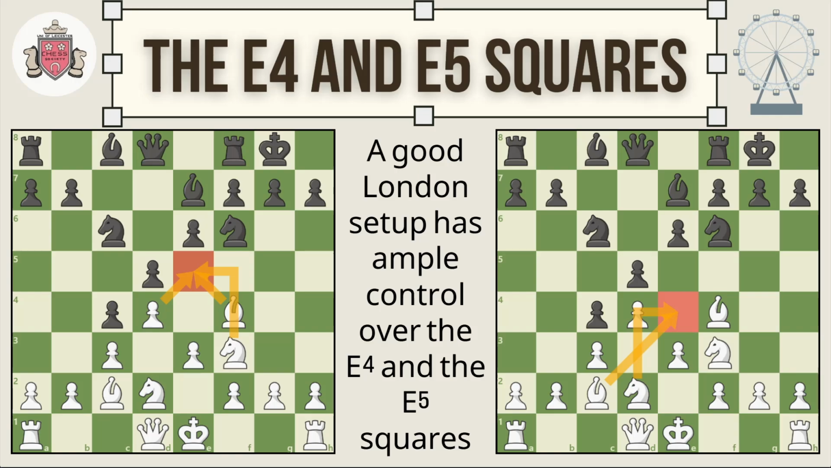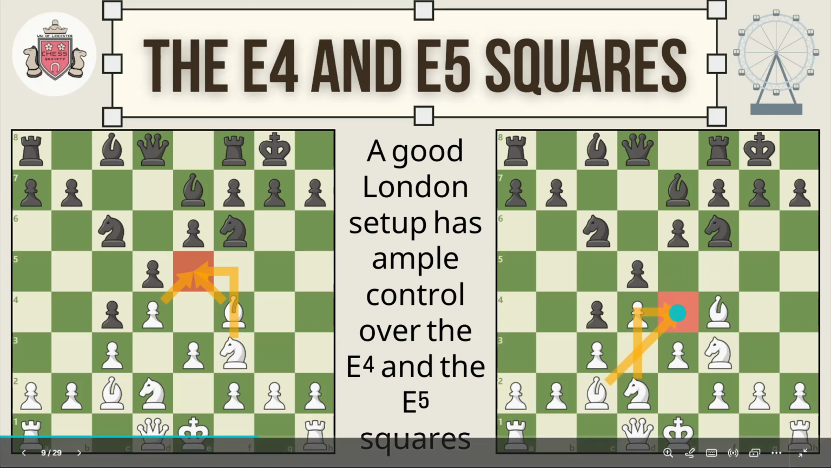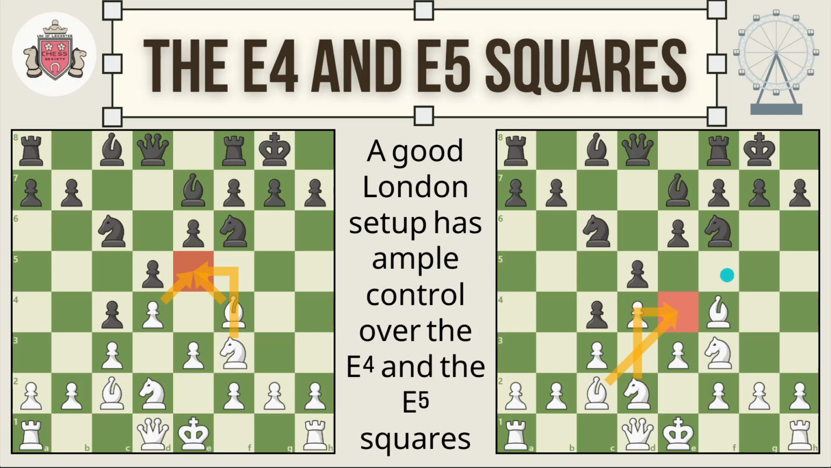So you can see how powerful the London system is pretty much. And compare that to the one on the right as well. So the bishop is controlling e4, and the knight is also controlling e4 as well. So depending on how many pieces and pawns control those two squares, basically determines how good your position is, right?